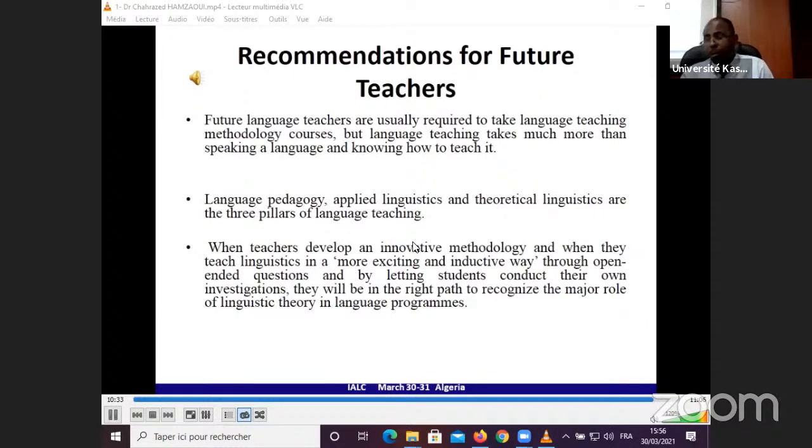When teachers develop an innovative methodology and when they teach linguistics in a more exciting and inductive way, through open-ended questions and by letting students conduct their own investigations, they will be on the right path to recognize the major role of linguistic theory in language programs.